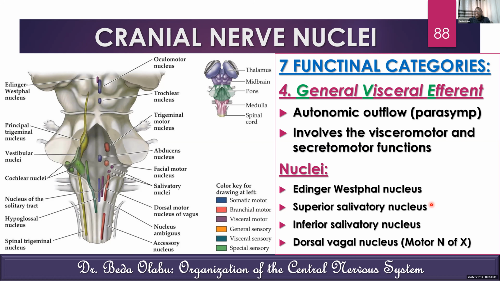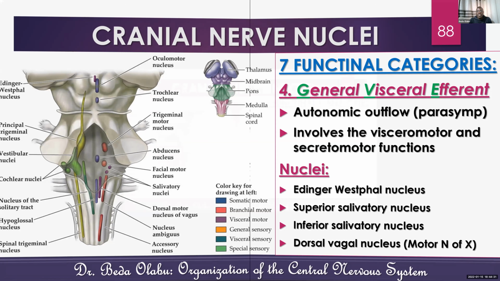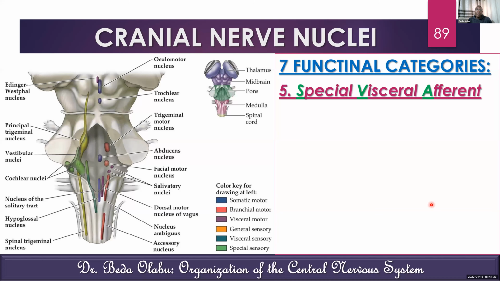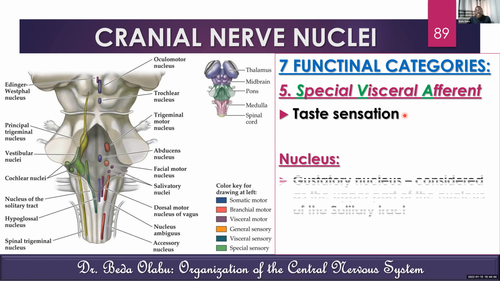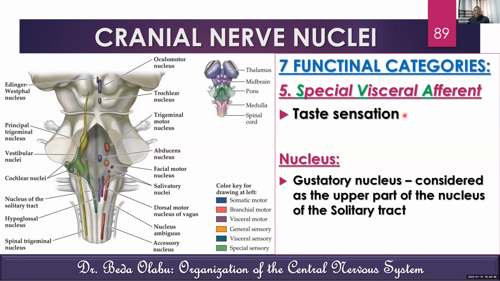But the other 3 we are going to talk about are only present on cranial nerves. We don't have them on spinal nerves. Let's mention them. We have SVA, special visceral afferent. Special visceral afferent simply refers to taste, and the nucleus that relays taste is called the gustatory nucleus.